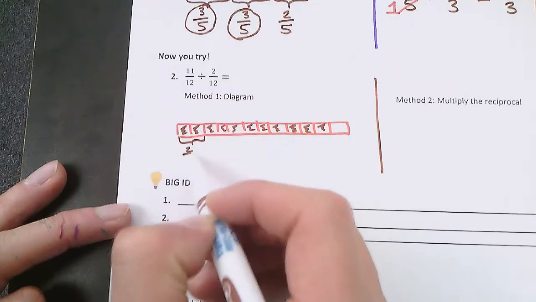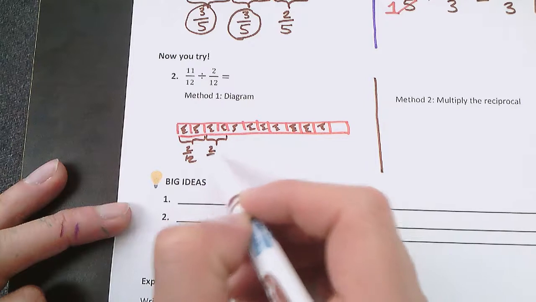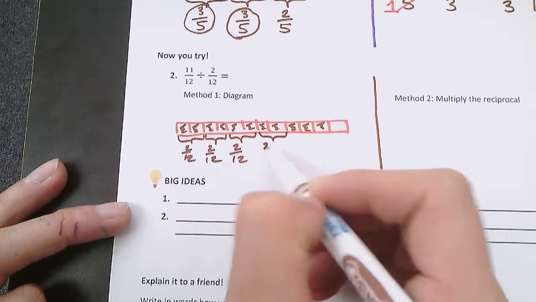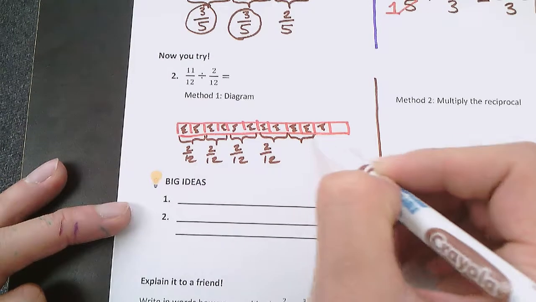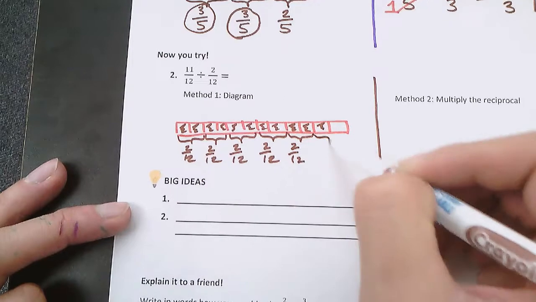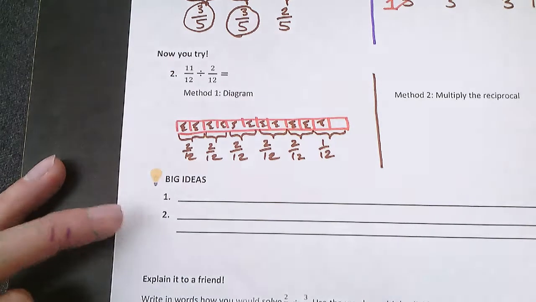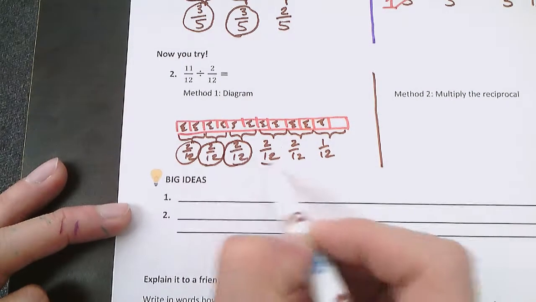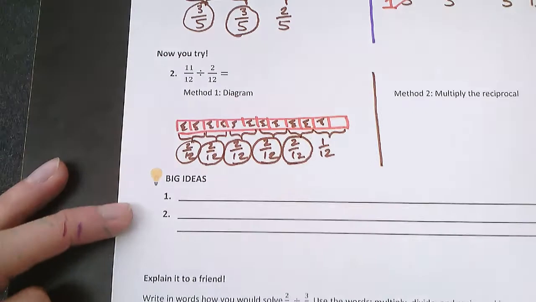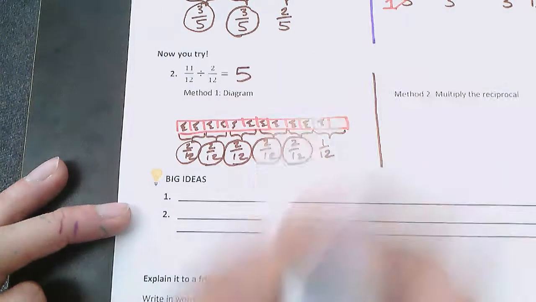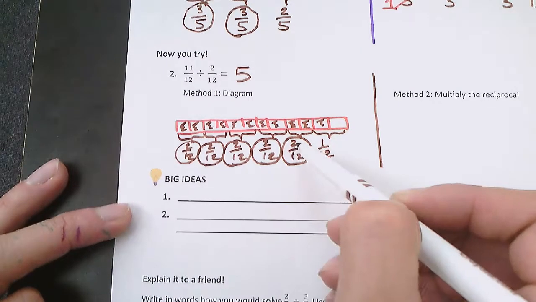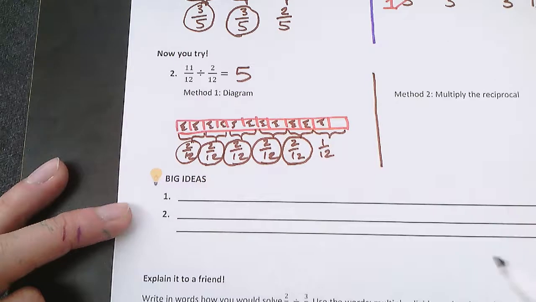Here's 2/12. Here's another 2/12. Here's another 2/12. Here's another 2/12. Here's another 2/12. And then here at the end I have 1/12 left. So how many sections of 2/12 do I have? 1, 2, 3, 4, 5 sections of 2/12. So I have 5 whole sections of 2/12, and then 1/12, which is half of what I need, because I want sections of 2/12, and I have 1 out of the 2, so it's 5 and 1/2.